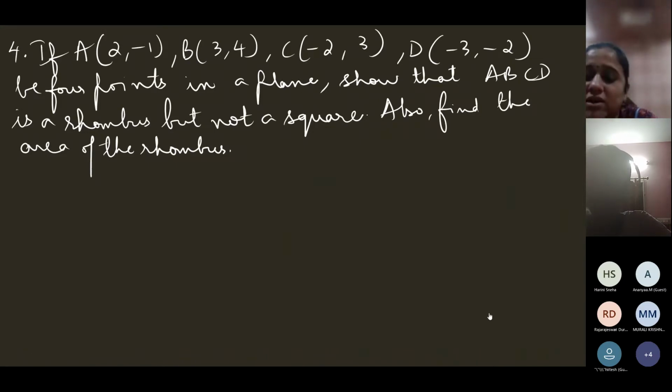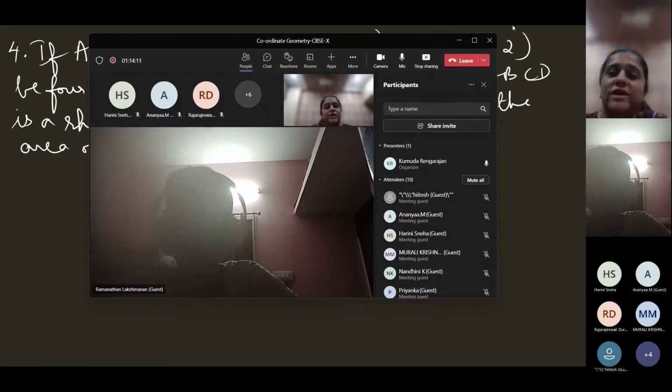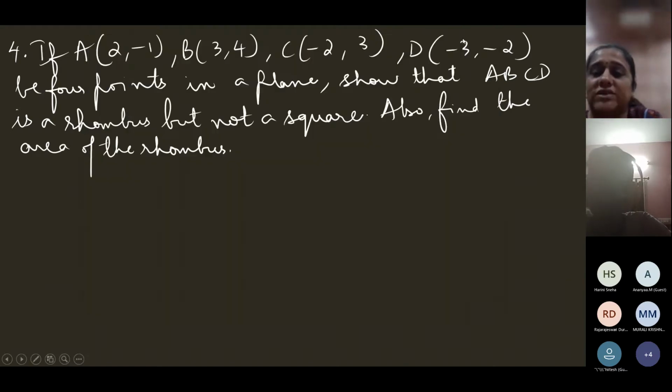Okay, so Ananya, how do you find the area of a sector? What's the formula to find the area of a sector? Theta by 360 into pi r square. What's the other formula to find the area of a sector? Area of circle minus area of large sector.